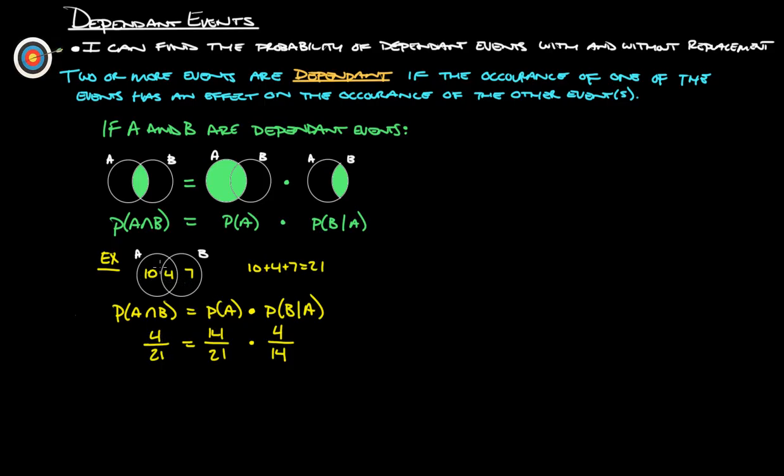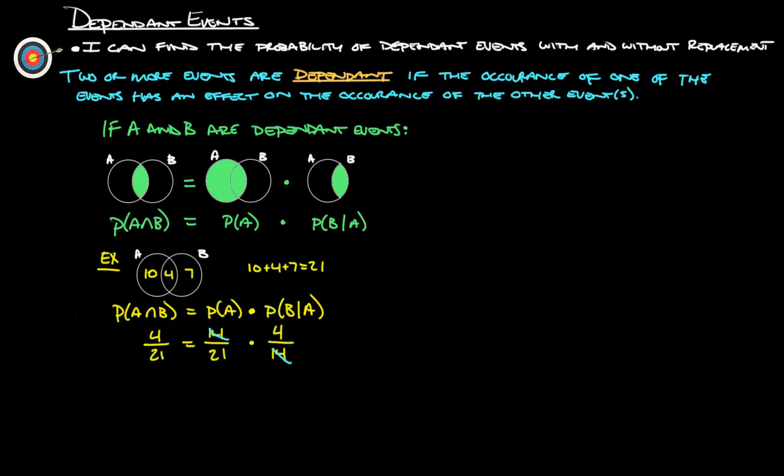Another way you can find that is finding the probability of A, which is 14 out of the total 21. And then you multiply that by the probability of B happening, which is 4, given that A has already happened. So A is going to be the only group that we're choosing from, so that's the 14. So of these 14, which are also in B, 4. So that's the 4 out of 14. And if you go through and cross off those, you end up with 4 out of 21, which is the same thing.